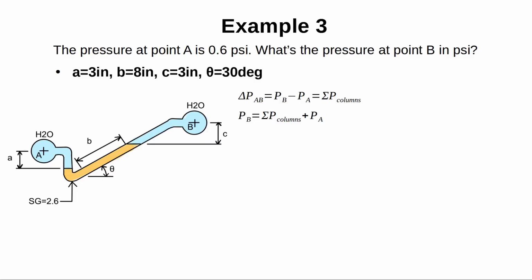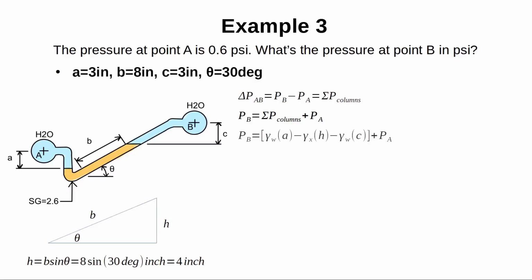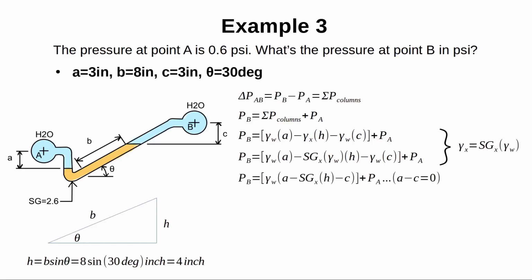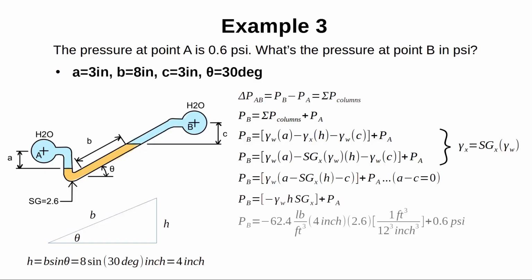This problem is the same as the others, but with a twist. We want vertical column heights in our equation, so we're going to use some geometry to figure out the unknown vertical height of the yellow fluid, which comes out to be 4 inches. Now we'll write out our column pressures moving from A to B, replace the unknown fluid weight with a specific gravity relation, and we have this equation. Notice that A and C are equal here, so we can simplify further to get this equation, which is good to plug in values for now.